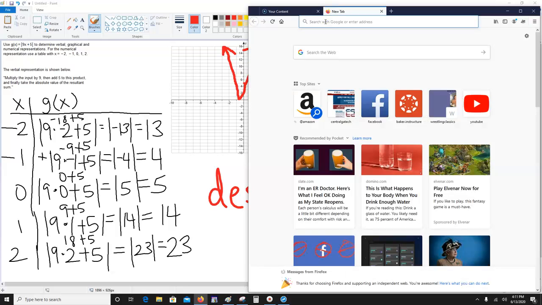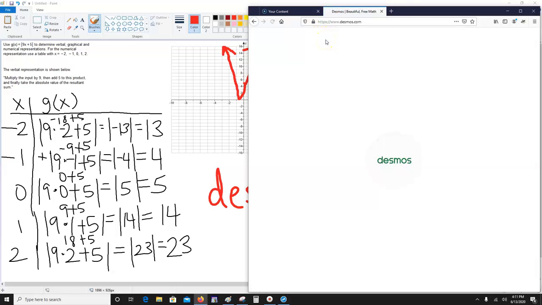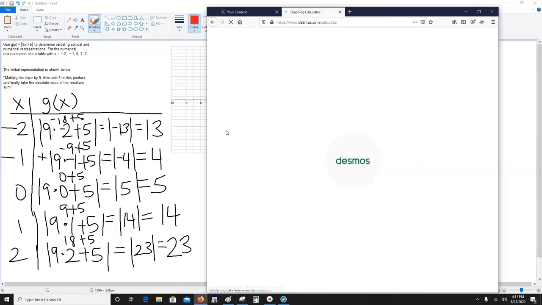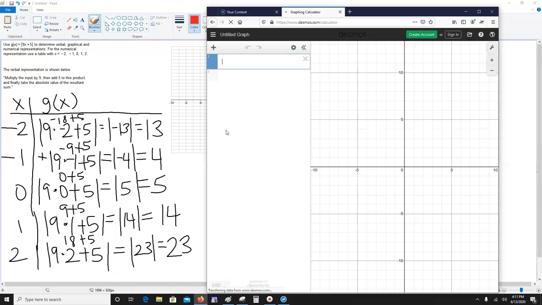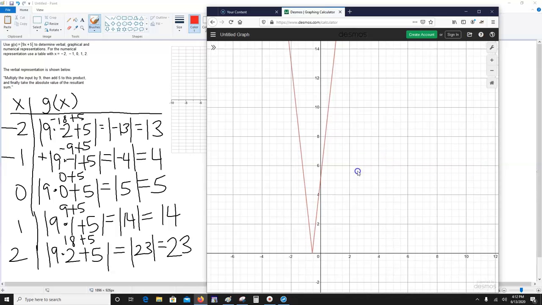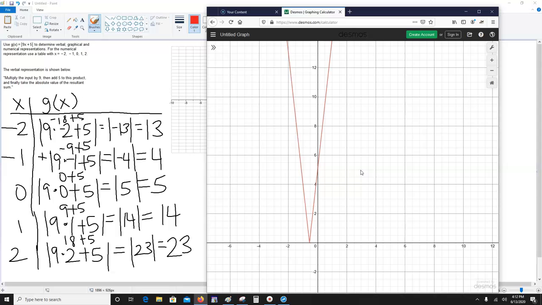So let's go to Desmos. And you can type in absolute value functions with Desmos. So we have g of x equal to, and pull up your keyboard. It has all of your functions and numbers, absolute value symbol, and then 9x plus 5. So it looks like our rough sketch is pretty spot on.